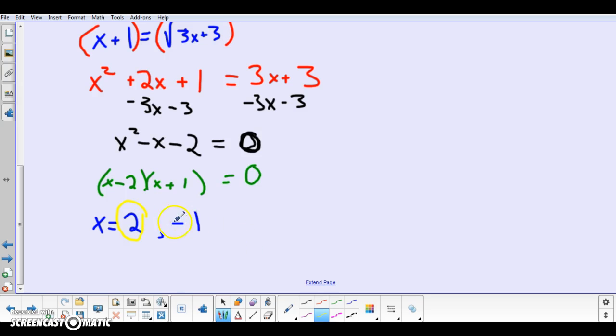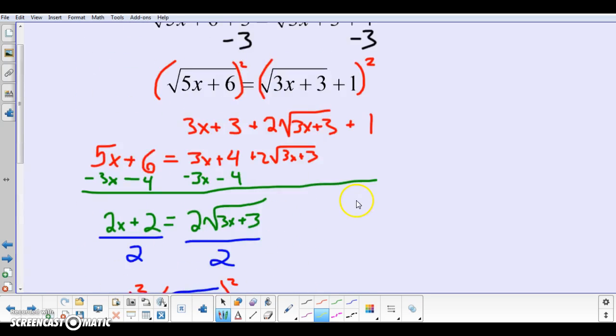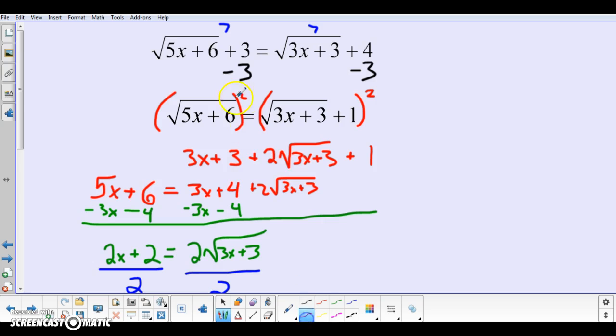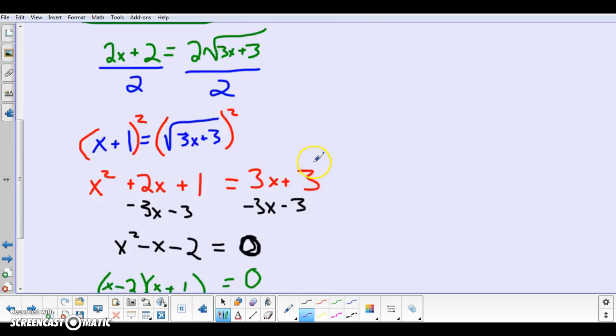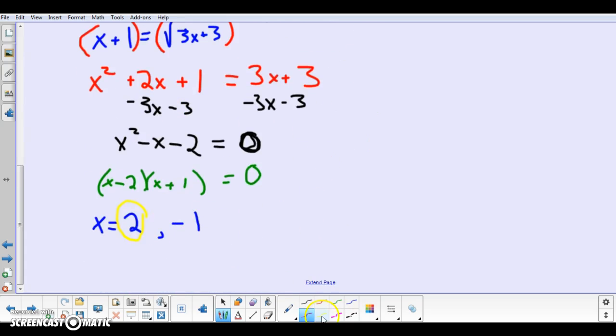Awesome. Negative 1 is the next one to try. Here we go. If I plug in negative 1, negative 1 times 5 is negative 5, plus 6 is 1. The square root of 1 is 1, and 1 plus 3 is 4. So remember that we got 4 over here. Here I'm plugging in negative 1. Negative 1 times 3 is negative 3. Negative 3 plus 3 is 0. Square root of 0 is 0, and 0 plus 4 is 4. Look at that. 4 does equal 4. So that means negative 1 is also a solution.